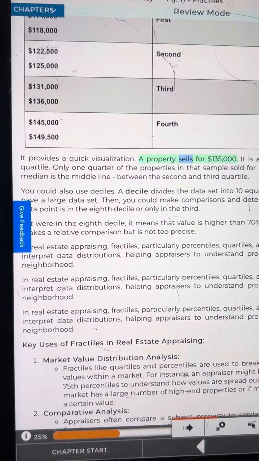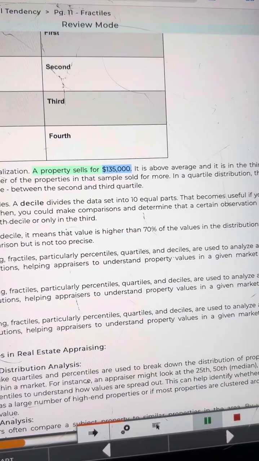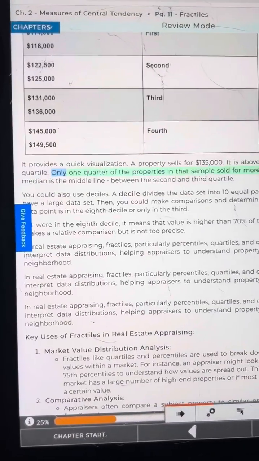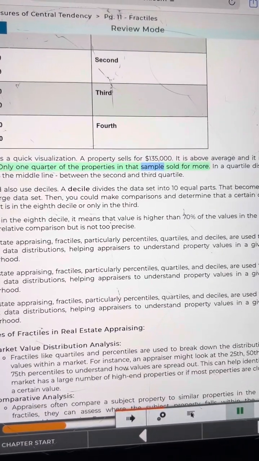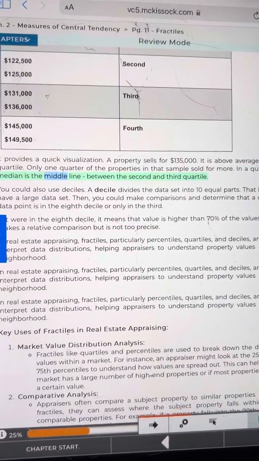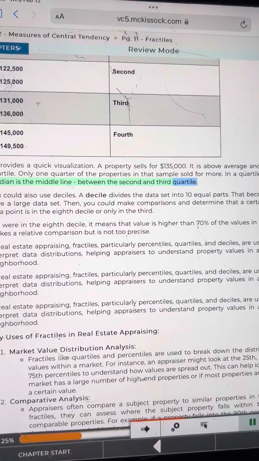A property sells for $135,000. It is above average and it is in the third quartile. Only 1/4 of the properties in that sample sold for more. In a quartile distribution, the median is the middle line between the second and third quartile.